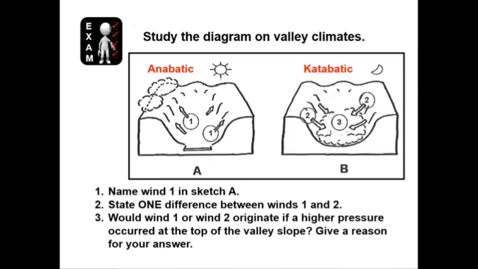Picture B, katabatic. Look at the moon, nighttime. Now, high pressure on the top side of the valley, low pressure because it's warm down there. Now it becomes nighttime. That air at the top of the valley cools down, becomes denser, becomes heavier. Now it moves down the slopes of that valley, and that pushes the warm air that's in that valley out of the valley.